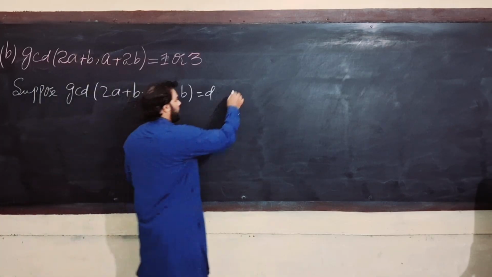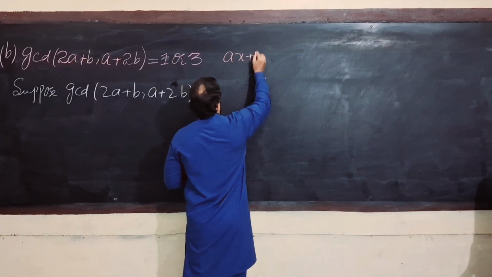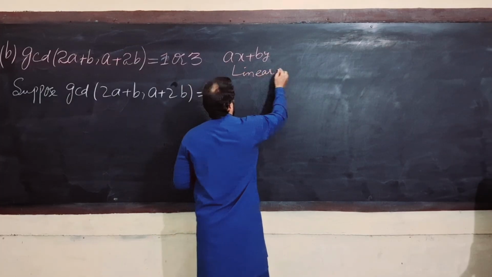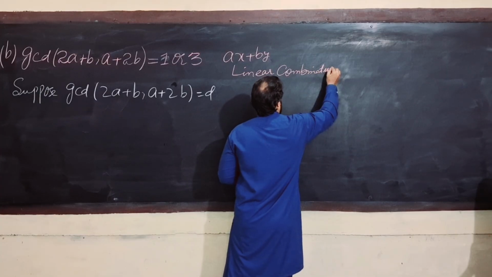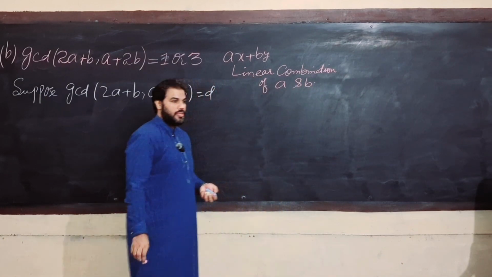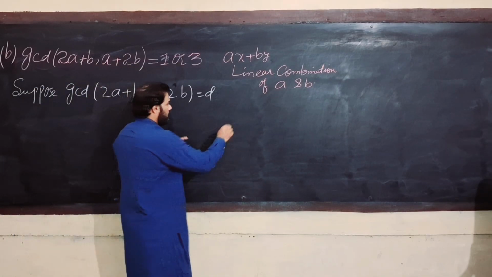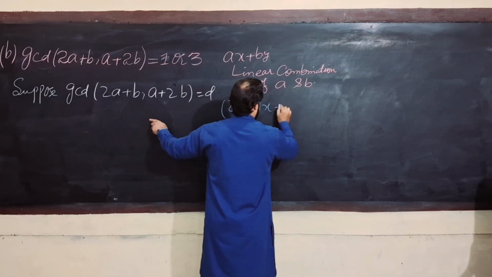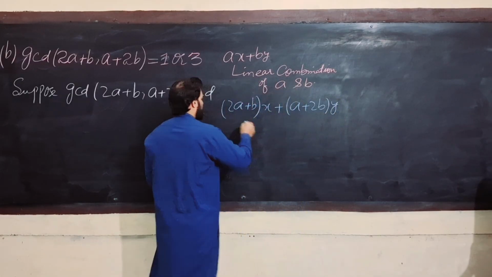Linear combination means if a and b are any two integers, then their linear combination is of the form ax plus by. This form is called linear combination of A and B. So its linear combination is of the form 2A plus B into X plus A plus 2B into Y. D must divide this linear combination.